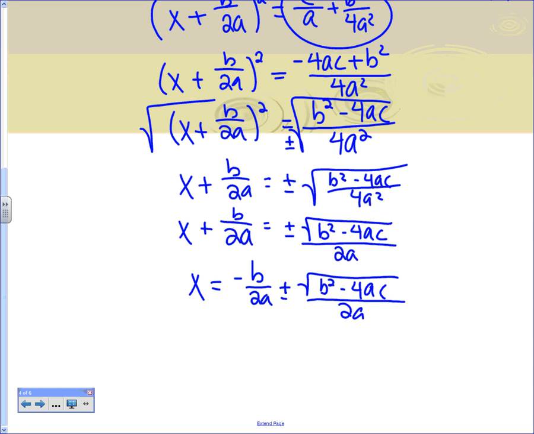All right, but we want it to be one fraction, right? How do we make it one fraction? Because they have the same denominator. Does that look familiar? Yeah.